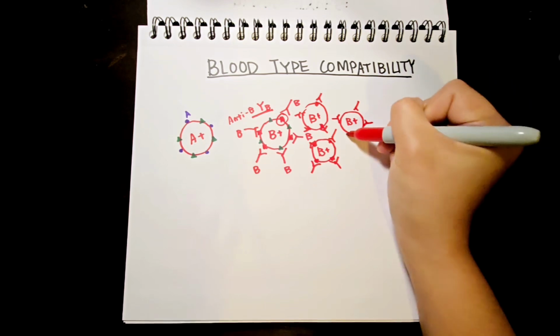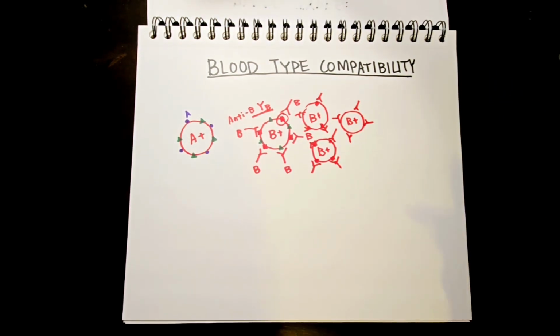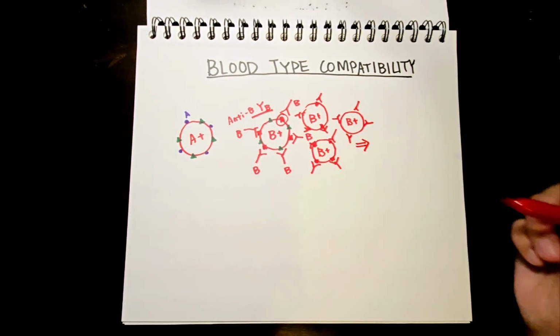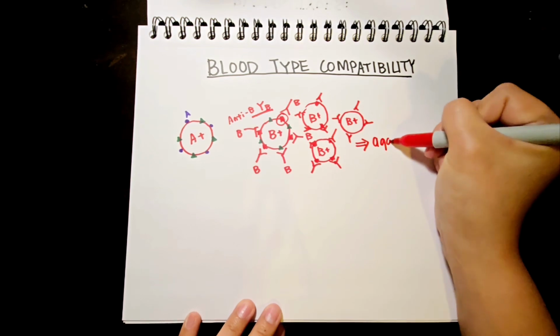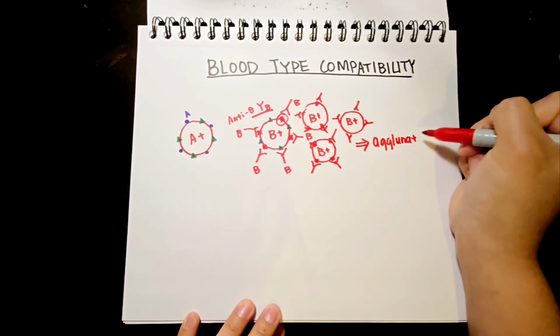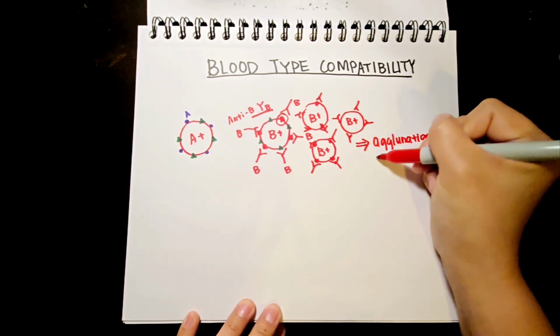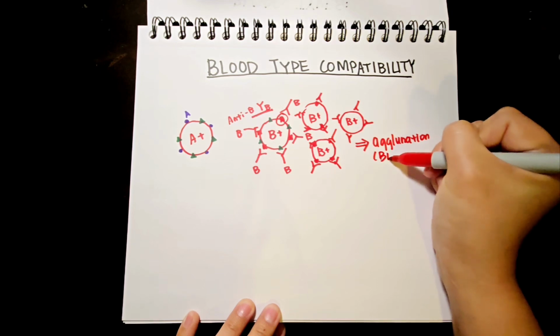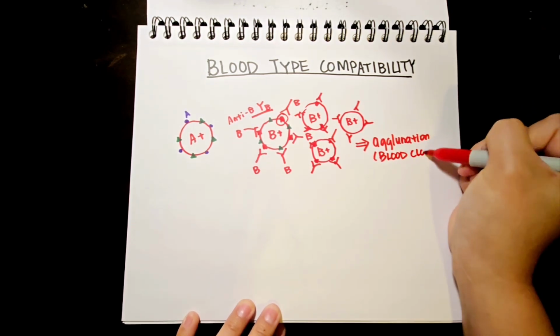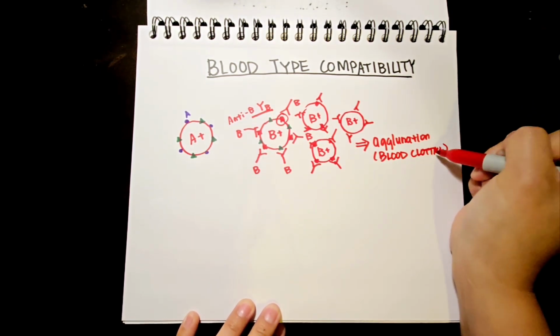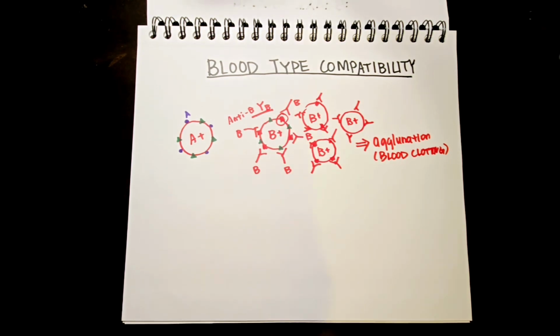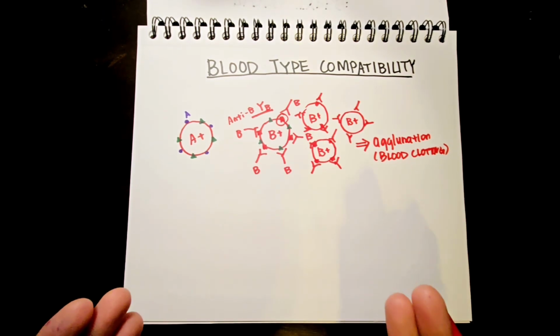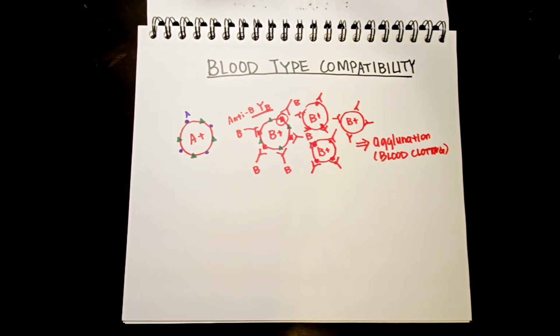Just an example, I'll draw a few. And this results in what we call agglutination, or in another simpler form, blood clotting. That we don't want to happen in an individual who is bleeding and needs blood in an emergency situation. So if all the blood ends up clotting, you're not giving the patient new blood.